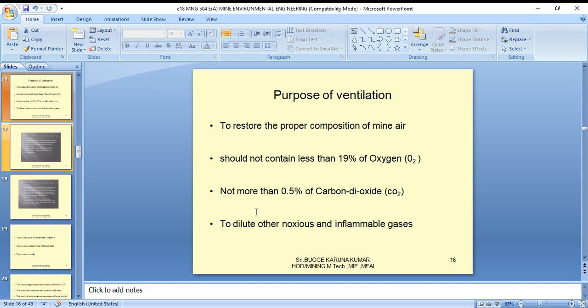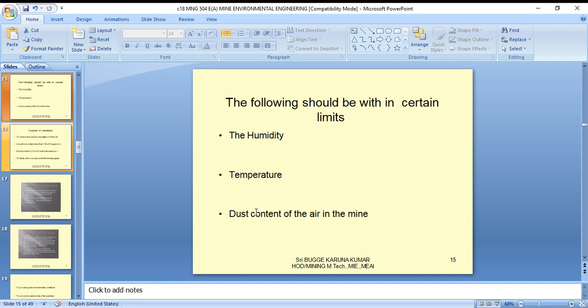The purpose of ventilation is to restore the proper composition of the air. Mine air should not contain less than 90% of oxygen and not more than 0.5% of carbon dioxide, CO2, and it should dilute other noxious and inflammable gases. The humidity and dust should also be maintained within limits.